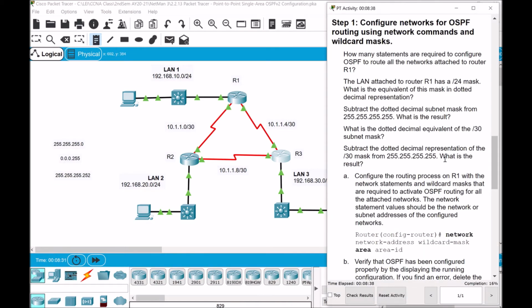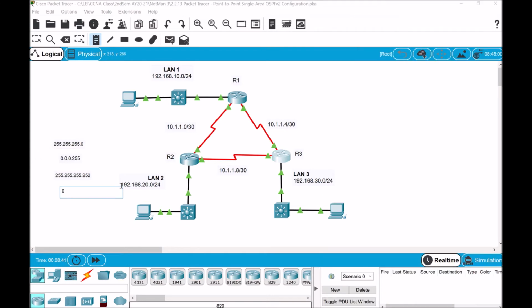Now, subtract the dotted decimal representation of the /30 mask from 255.255.255.255. So the result should be 0.0.0.3. This would be the wildcard mask for all the interfaces or networks which have a /30 subnet mask, and this would be the wildcard mask for those networks with a subnet mask of /24.